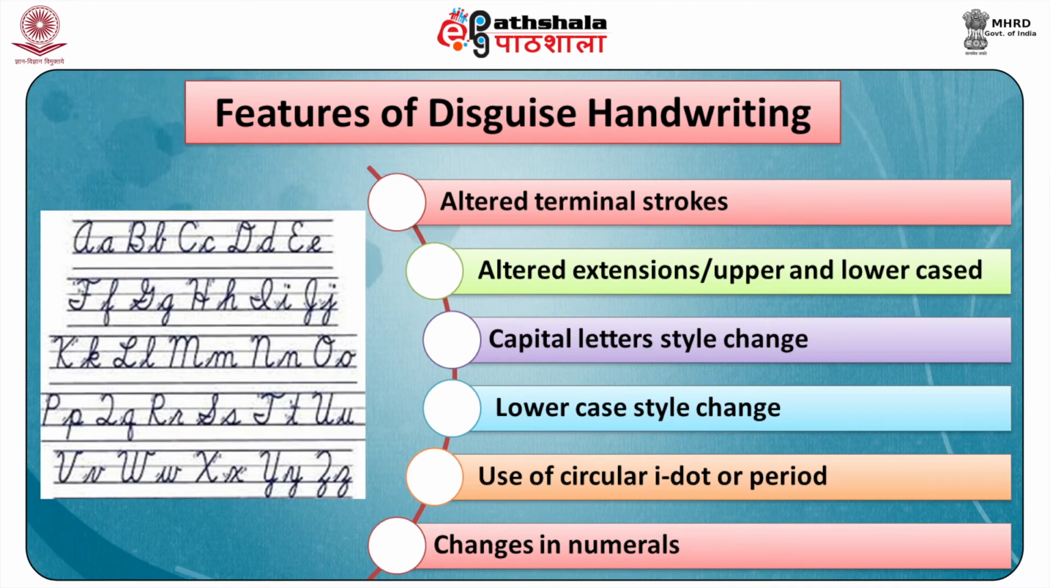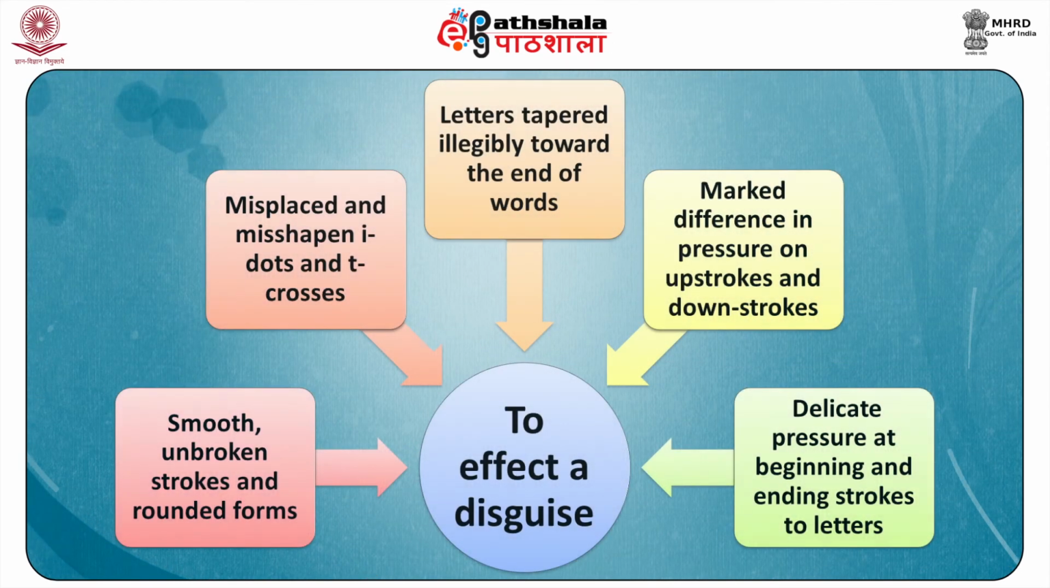capital letters style change. Number 14, lowercase style change. Number 15, use of circular I dot or period. Number 16, changes in numerals. An examination of these findings indicates that persons use many different methods, alone or in combination, to effect a disguise.